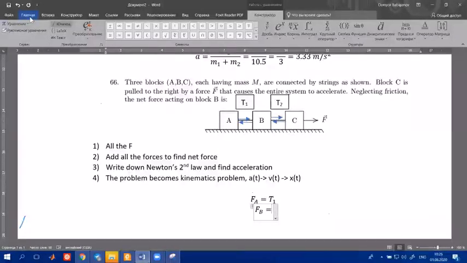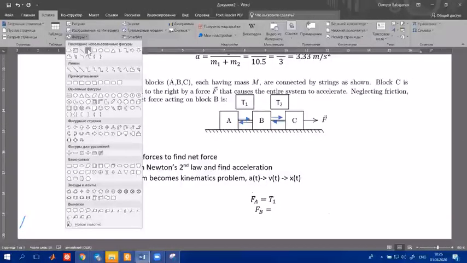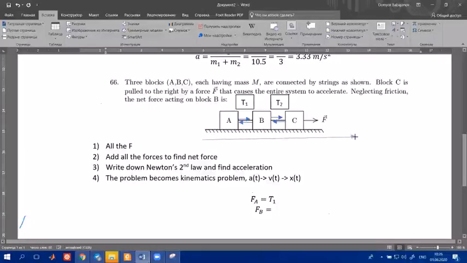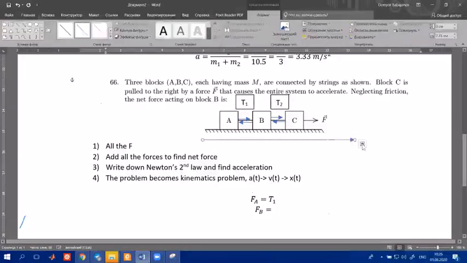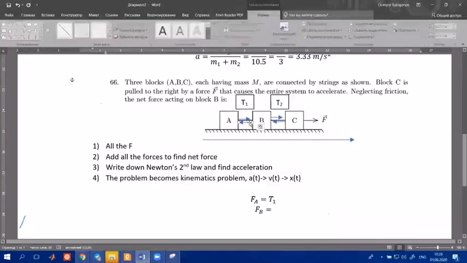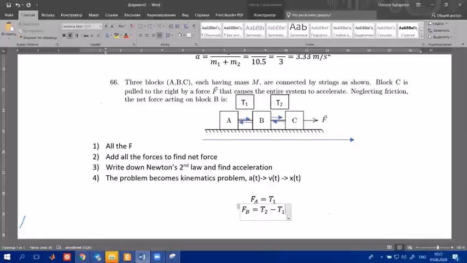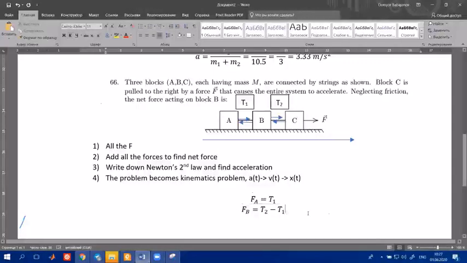We have x-axis. Let's assume that the x-axis is directed rightwards. This is x-axis. That's why in the direction of the x-axis, the force is positive. In the opposite direction of the x-axis, the force is negative. So T2 is positive. This T2 force acting on the body B is positive, T2. And this force T1 acting on the body B is negative, minus T1. This is the net force acting on the body B.